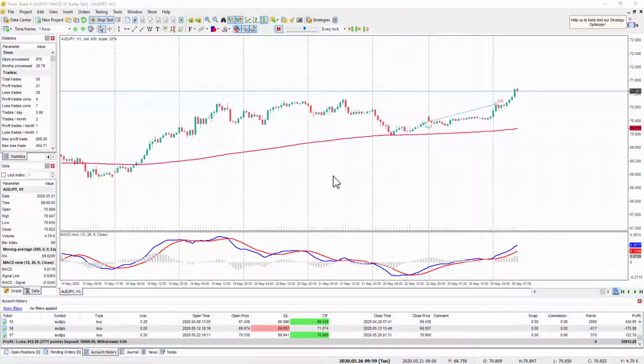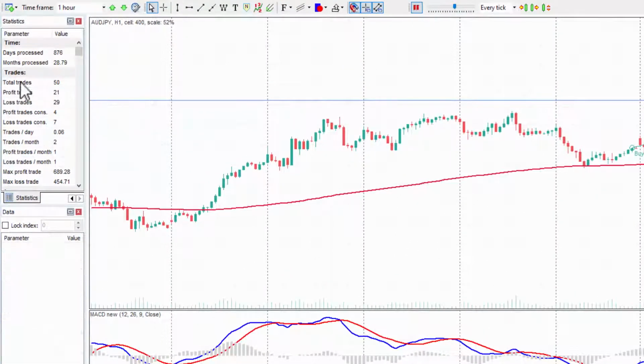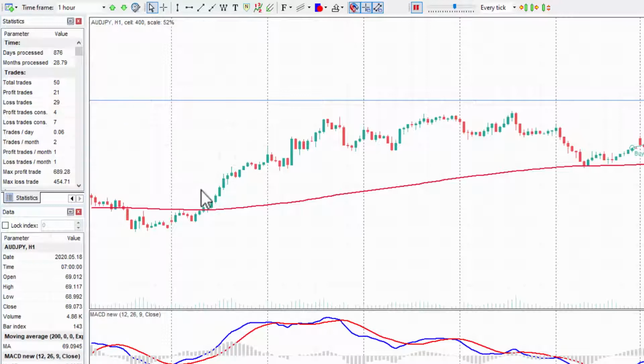I have just completed 50 trades, and the last trade that I took was a profitable trade. Now over here on the left hand side we have some statistics. So the total trades taken was 50, and we had 21 profitable trades and 29 losing trades. The best result was having 4 profitable trades in a row, and our losing streak was 7 trades in a row.